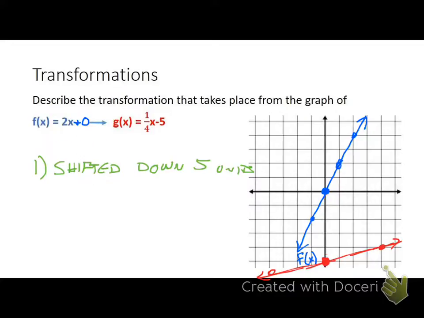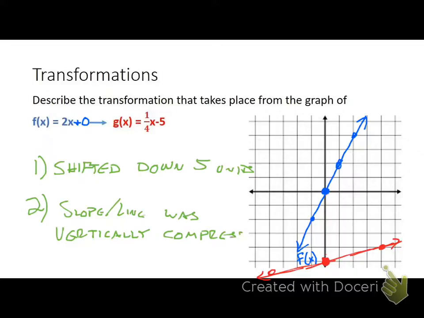And then the other change that happened, change number 2, has to do with our slope. So we see that our slope changed from 2 to 1/4. It went from a number that was further from 0 to a number that's closer to 0. So our slope, or the line, was vertically compressed, is what we call that. We call that a vertical compression. And I'll put in parentheses, it was made flatter.